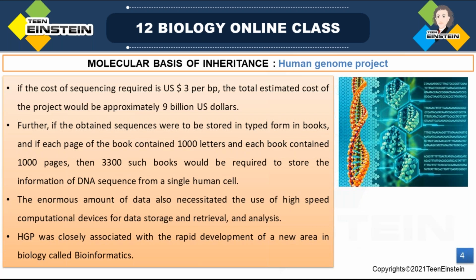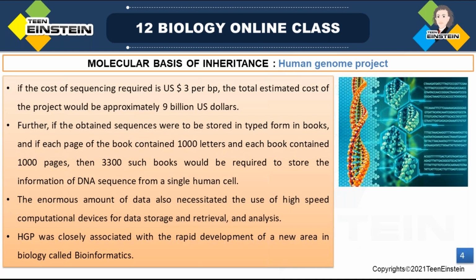Why is it called a mega project? Around 3 × 10^9 base pairs are present, the cost of sequencing is $3 per base pair, and the total cost was around $9 billion. So it's a huge number, right? If it's getting sequenced, those sequences have to be stored in books, in typed format. The number of sequences is that much, so how can we store this data in typed format?